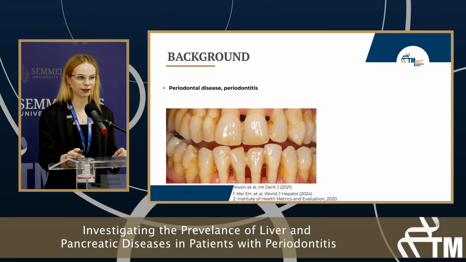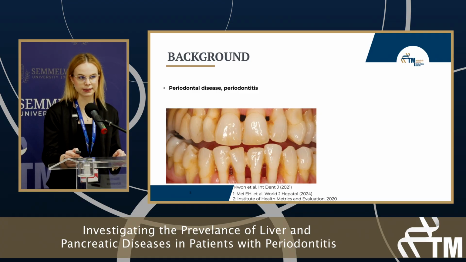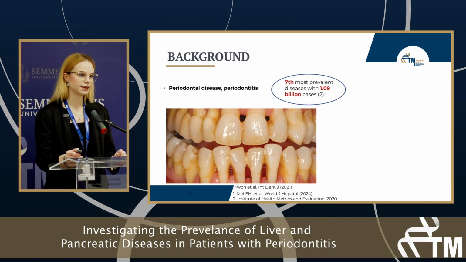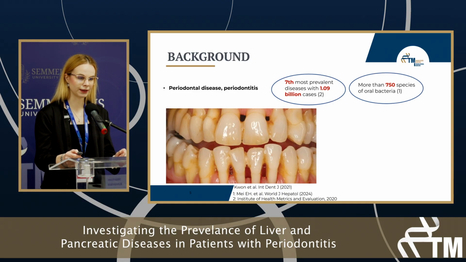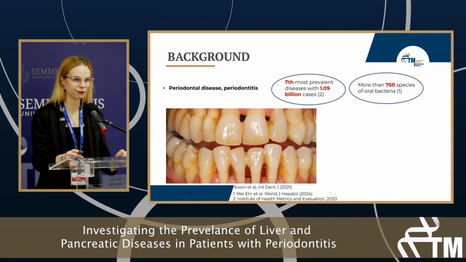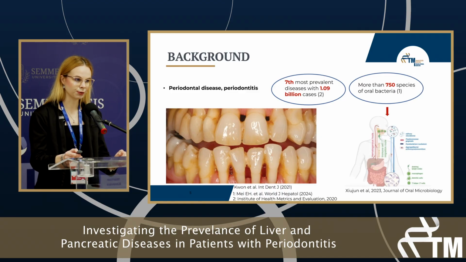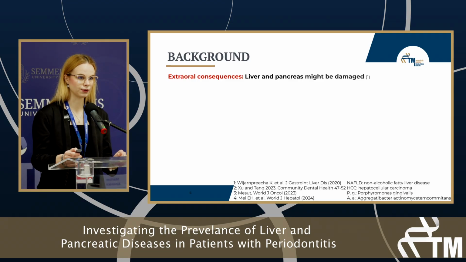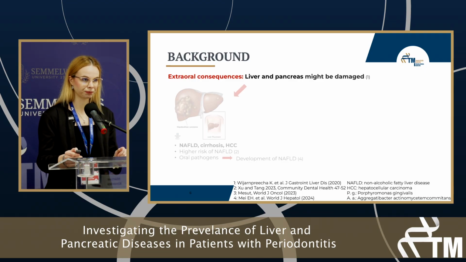Periodontal disease is a set of inflammatory conditions affecting the tissues surrounding the teeth. But why is periodontitis so important? It is the 7th most prevalent disease worldwide with 1 billion cases. There is a wide range of oral bacteria with more than 715 species, which can reach other organs through ingestion, bloodstream, and immune cell migration, causing extraoral consequences. So liver and pancreas might be damaged.